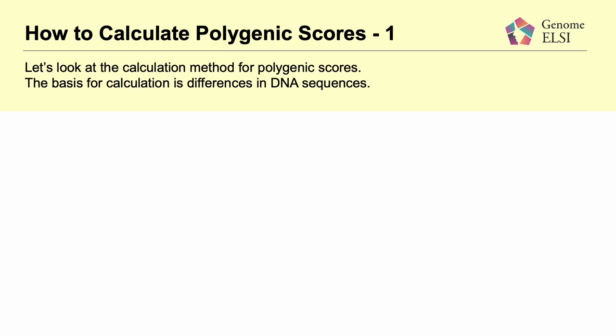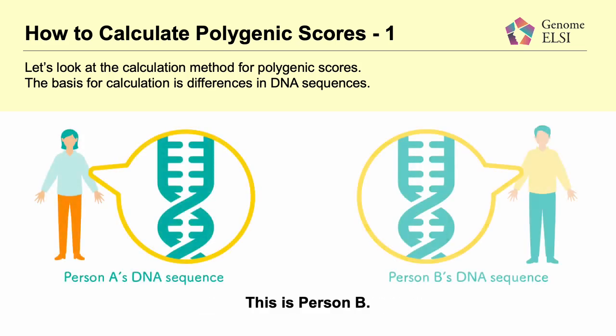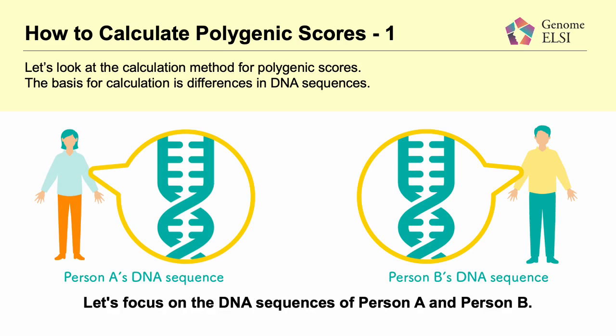Let's look at the calculation method for polygenic scores. The basis for calculation is differences in DNA sequences. This is person A's DNA sequence. This is person B. Let's focus on the DNA sequences of person A and person B.